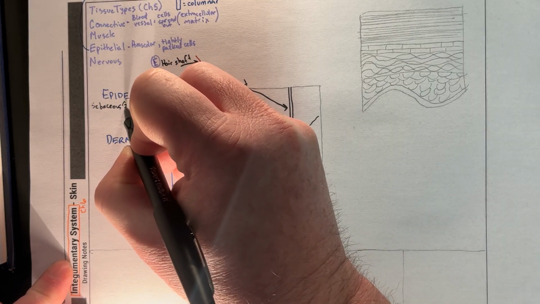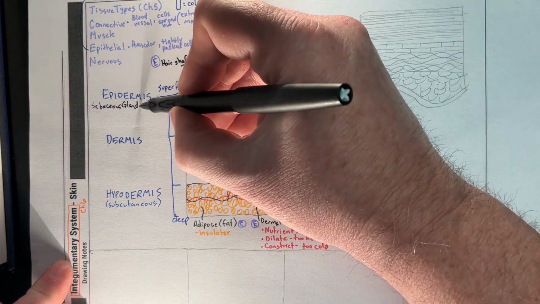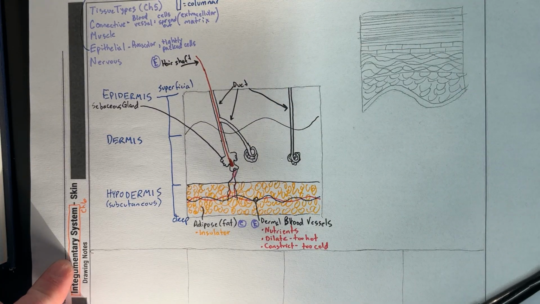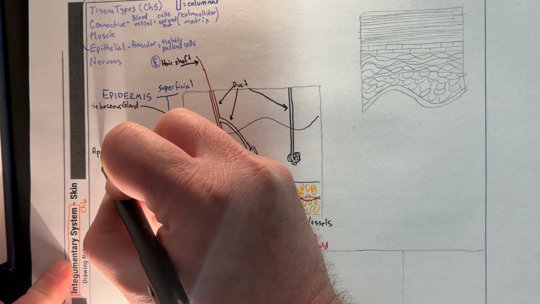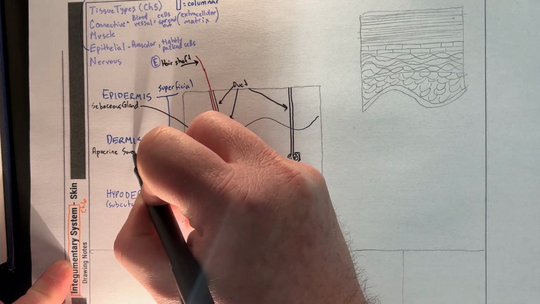Sebaceous gland, and that is this structure down here. Sebaceous glands, and all glands are epithelial tissue. So let me just write the name of all of these glands. So this next type of gland is called an apocrine or apocrine sweat gland.